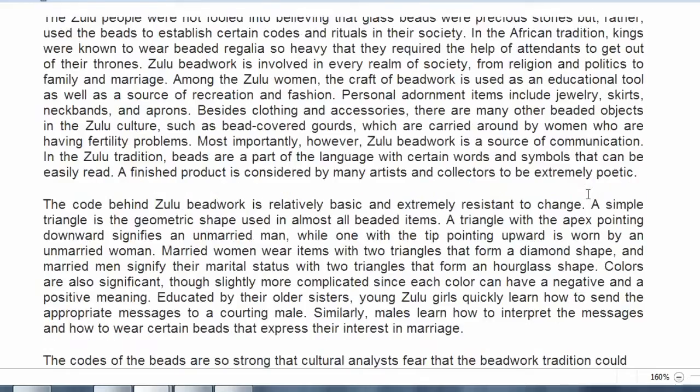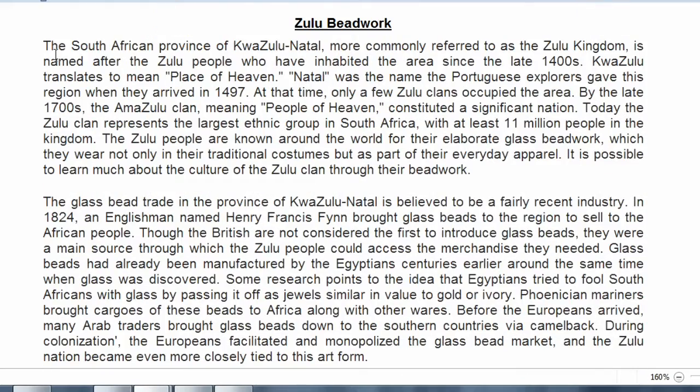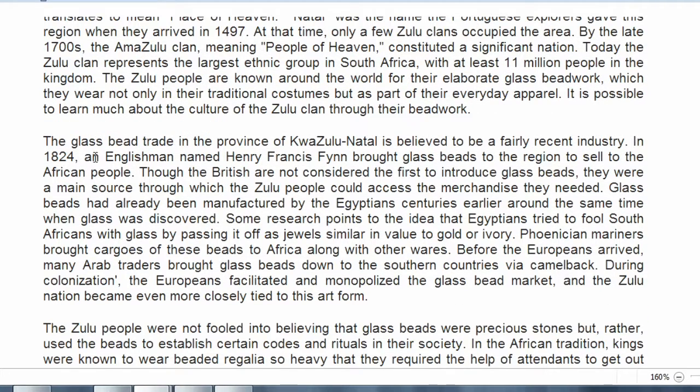So let's go and find out the Zulu beadwork code, where they're talking about the Zulu beadwork code. Okay, let's have a look. We are scanning this time. Once we get the beadwork, the code, these are the words we're looking for, or any synonyms related to that.